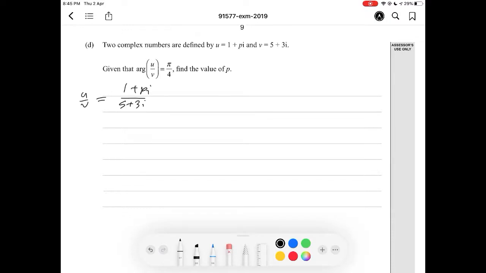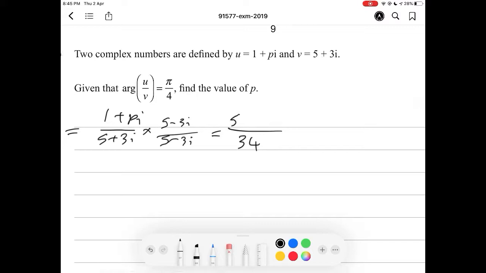But first we want to... okay, let's not jump into that too quickly. First, we want to move all the imaginary parts to the numerator. So we're going to multiply by the conjugate, which is 5 minus 3i, over 5 minus 3i. So you have 25 and 25 times... okay, that's 25 plus 9. 25 plus 9 is 34. And on the top, we'll have 5 minus 3i plus 5pi and negative 3i times pi, positive 3p.